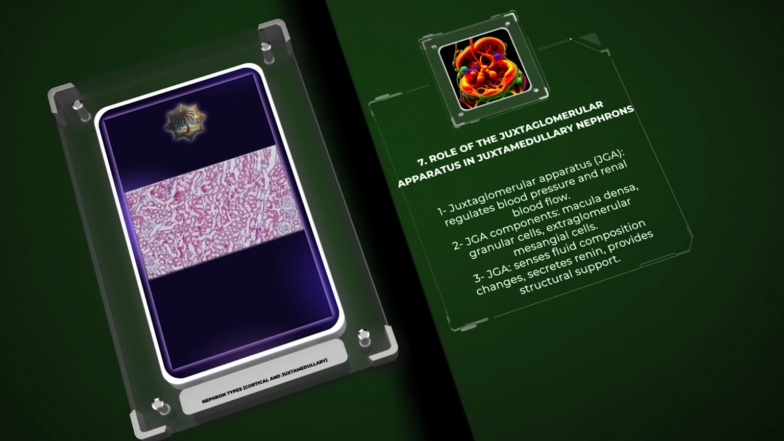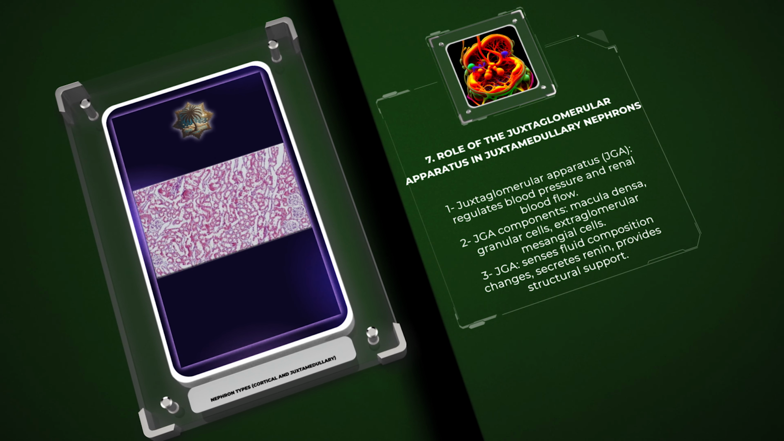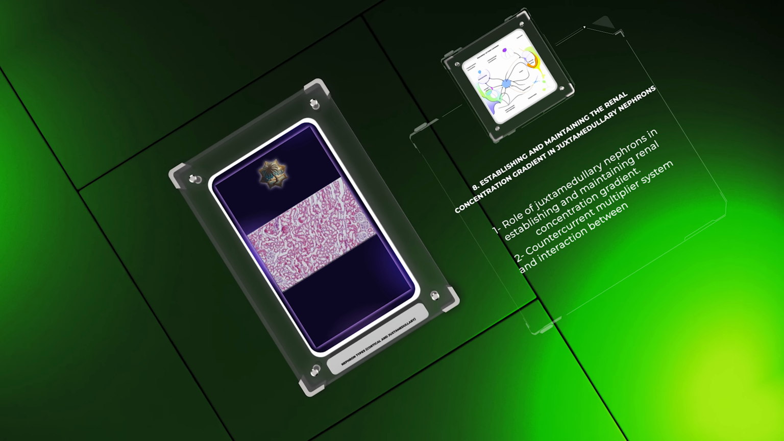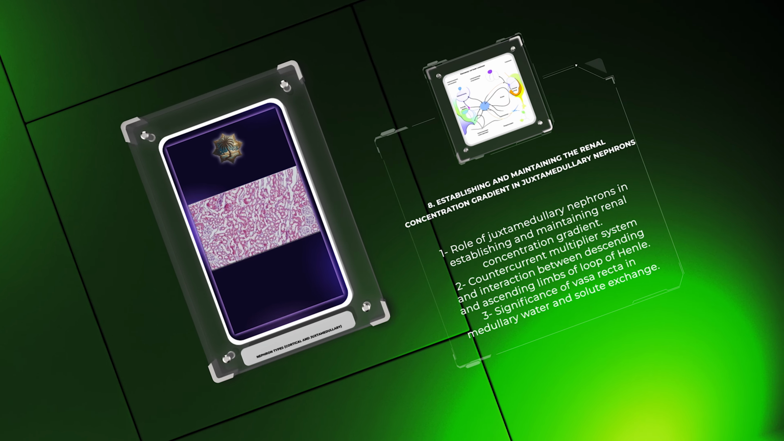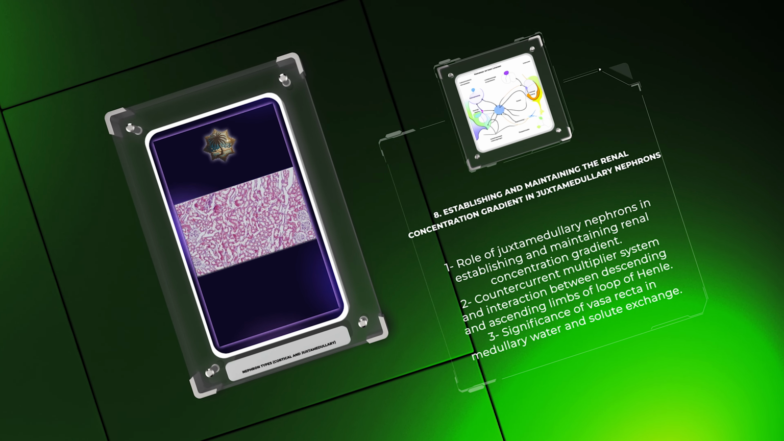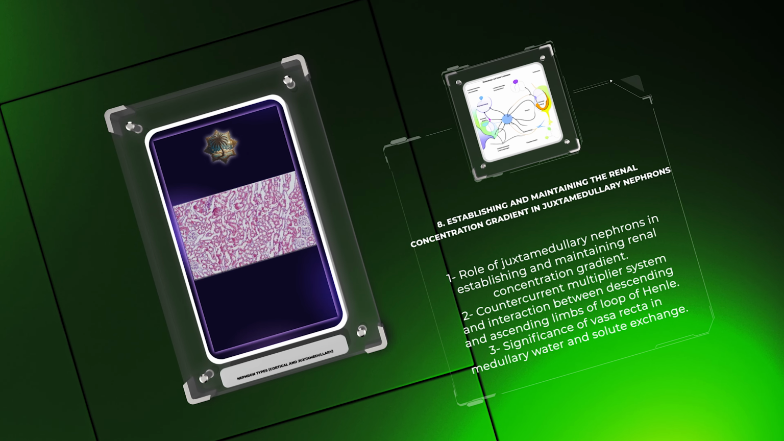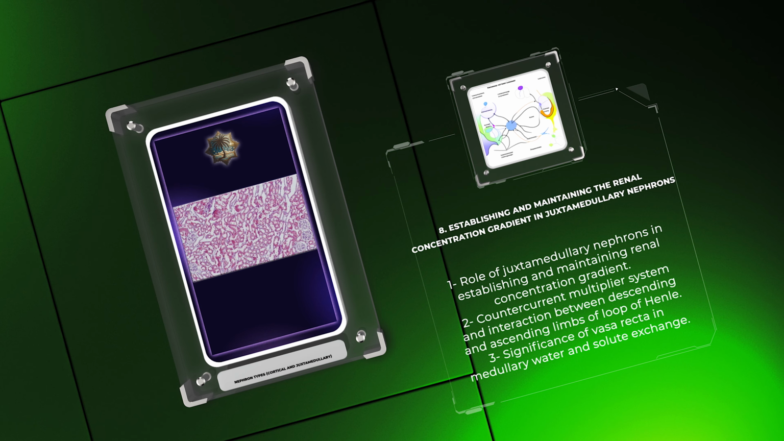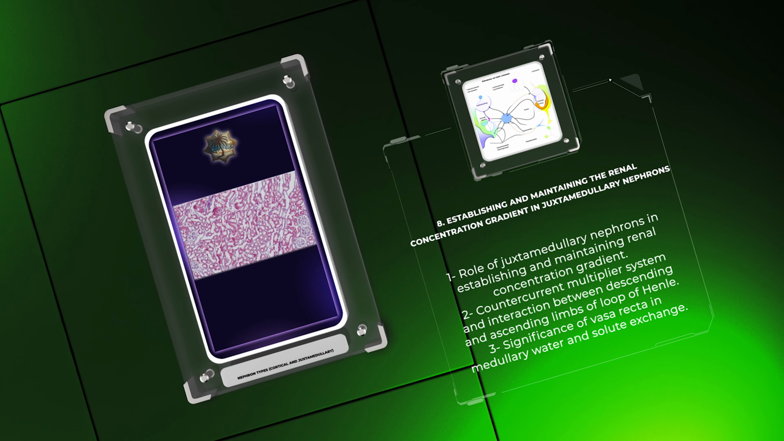Let's now focus on how the renal concentration gradient is maintained in juxtamedullary nephrons. In the video, we will discuss the role of juxtamedullary nephrons in establishing and maintaining the renal concentration gradient. We will explore the countercurrent multiplier system and the interaction between the descending and ascending limbs of the loop of Henle. We will also highlight the significance of the vasa recta in water and solute exchange within the medulla.